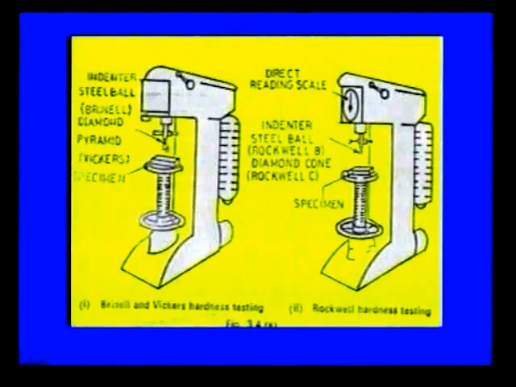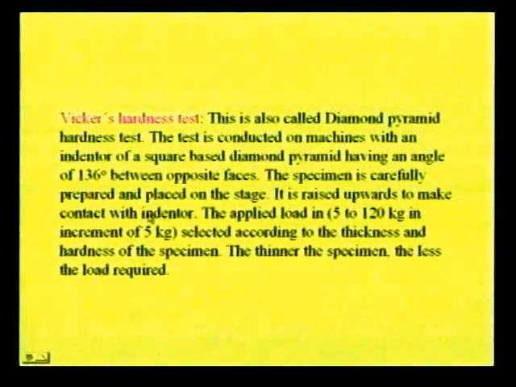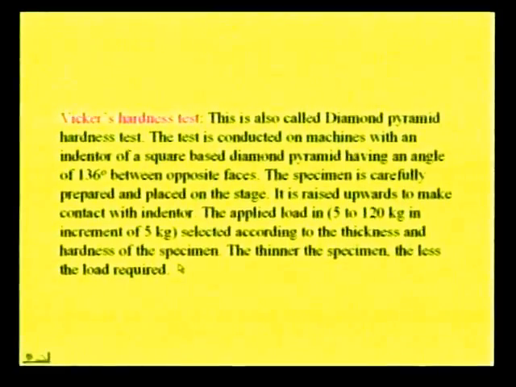Here we are fixing the square based diamond pyramid, and that handle is used to lower it, while the workpiece is also moved upwards so that it touches the pyramid, and then we apply the load. The applied load is selected according to the thickness and hardness of the specimen. That means for thin sections the load is different, for thick sections the load is different. Similarly, the load is also selected depending upon the type of material we are going to test, whether it is a soft material or a hard material. So that is also one of the factors for calculation of the Vickers hardness.